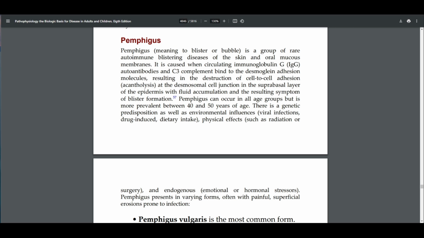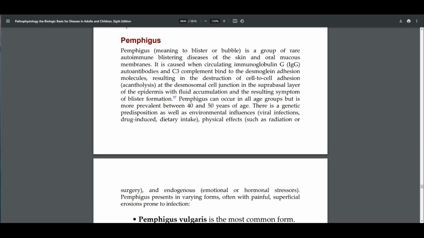Pemphigus, meaning to blister or bubble, is a group of rare autoimmune blistering diseases of the skin and oral mucous membranes. It is caused when circulating immunoglobulin G autoantibodies and C3 complement bind to the desmoglein adhesion molecules, resulting in the destruction of cell-to-cell adhesion at the desmosomal cell junction in the suprabasal layer of the epidermis, with fluid accumulation and the resulting symptoms of blister formation.